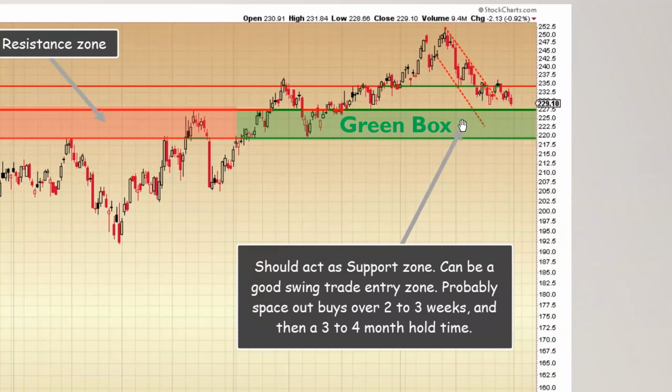This is a weekly chart. So again, in a swing trade, you're not worried about your position on day-to-day moves. You're just looking at a zone and seeing if, as long as it holds that general area, you're fine, right? So this is the position and this is what I'm going to do going forward. I'm going to identify these areas as green boxes.